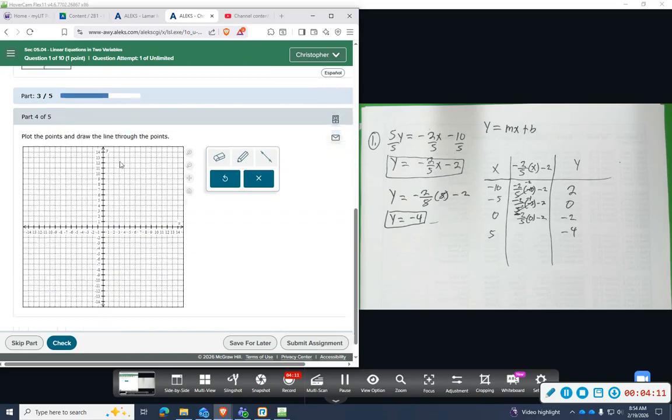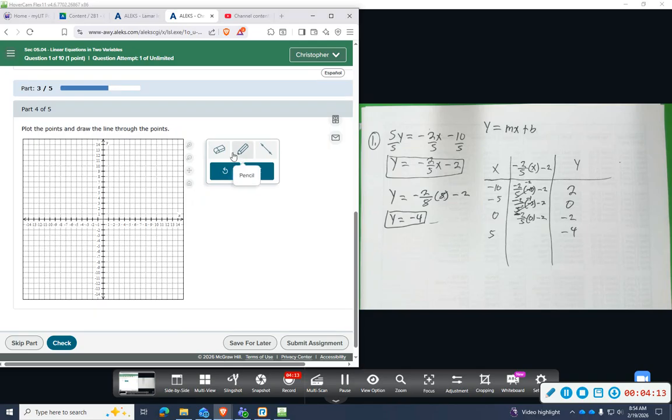All right, part 4, we're going to graph it. It says plot points, draw the line. So click the pencil, and we can put some of these points on here. So if I go negative 10 and up to 2, we only need 2 points, a negative 5 and 0. Negative 5 and 0. Should be good enough.